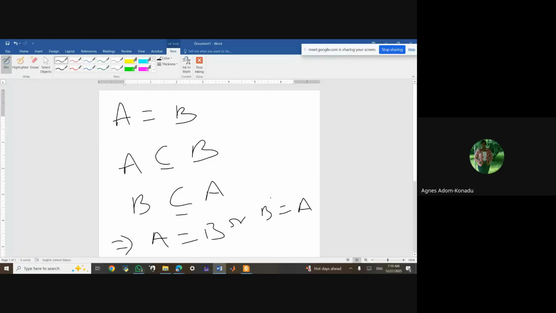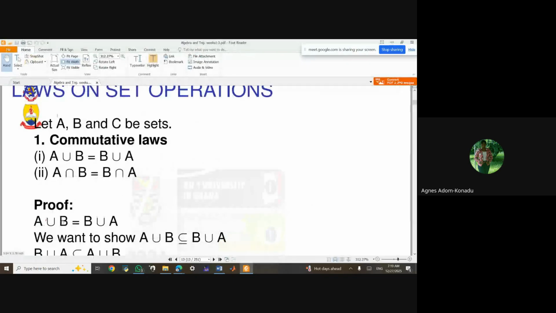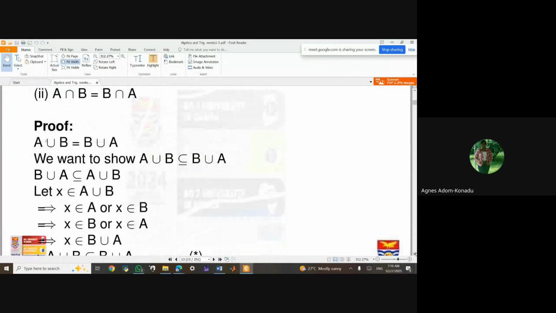Okay. So with this in mind, we want to look at the proof that A union B is equal to B union A. With that definition, we want to show that A union B is contained in B union A, and B union A is also contained in A union B. So if this is contained in this and this is contained in this, then we can conclude that A union B is equal to B union A.